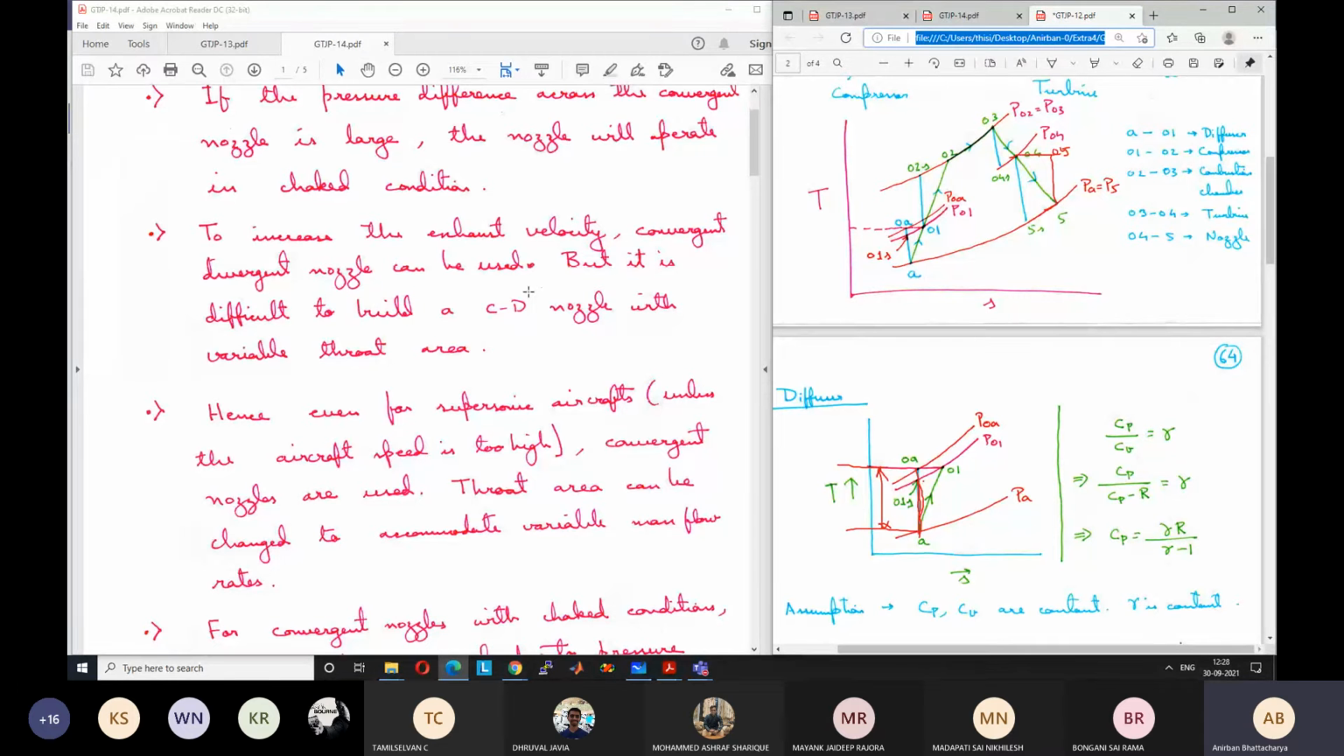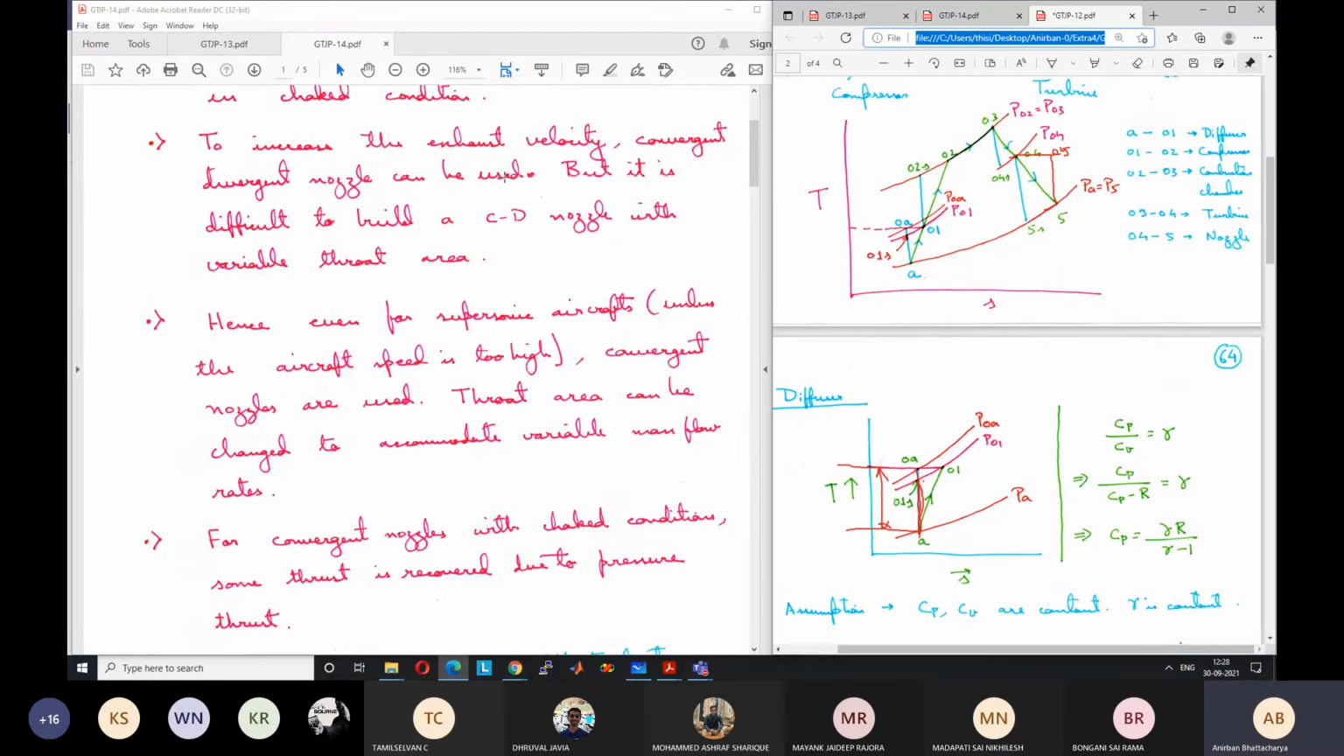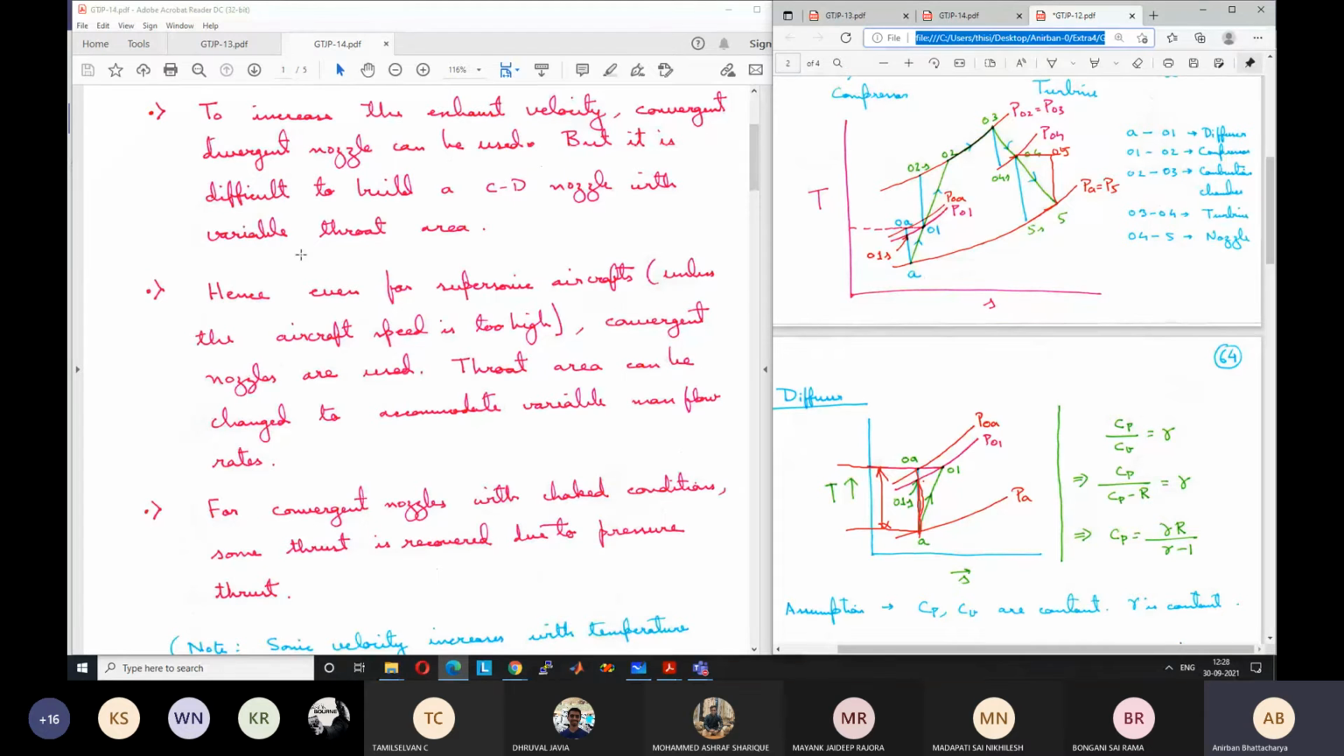So even for supersonic aircraft, unless the aircraft speed is too high, like a scramjet engine, convergent nozzles are used, and the throat area can be changed to accommodate variable mass flow rate, by overlapping flaps, or there are different designs.